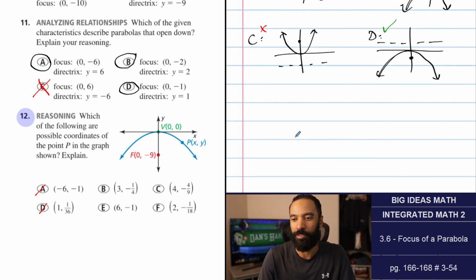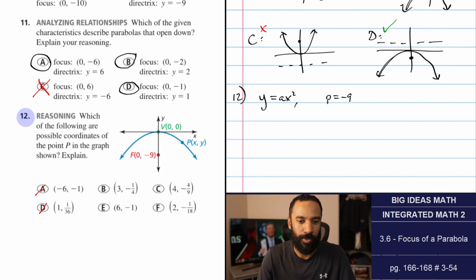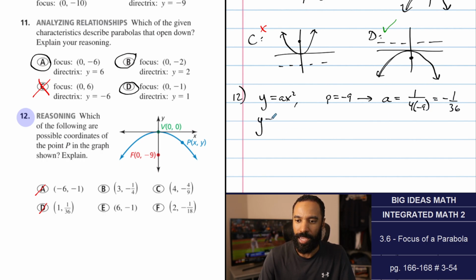So on number 12, again, we're ruling out A and D just because they're not the right values themselves. But let's find out this actual equation. It's a y equals ax squared equation. That P value looks to be negative 9 because you would go downward 9 units from vertex to focus. That's what your P value is. Therefore, A is 1 over 4P or negative 1/36. So your equation is y equals negative 1/36 x squared.